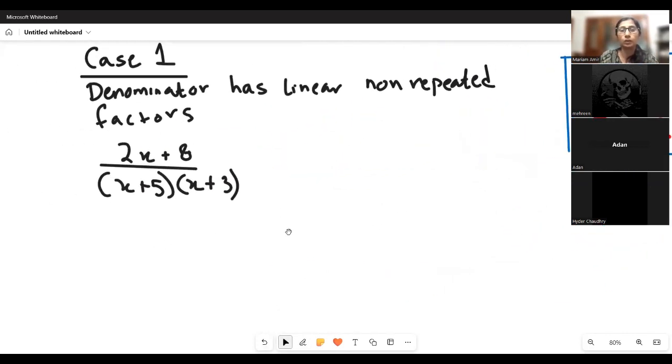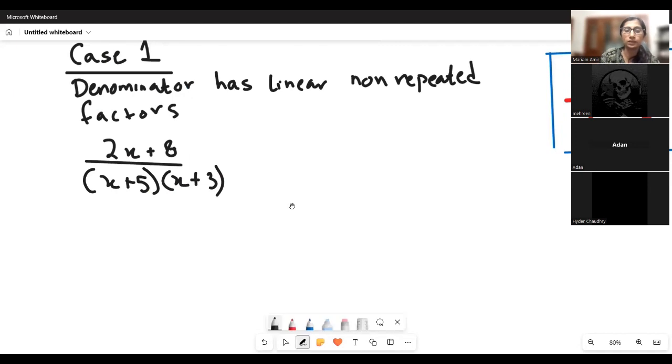So back to case one, where the denominator has linear, non-repeated factors. We'll talk about non-repeated in a while as well. For now, just consider linear factors. So x plus 5 is a linear factor and x plus 3 is a linear factor. Sorry, I said root, I meant factors. Okay. So what happens when in the denominator you have two non-repeated linear factors? Now you have to change it in this form.